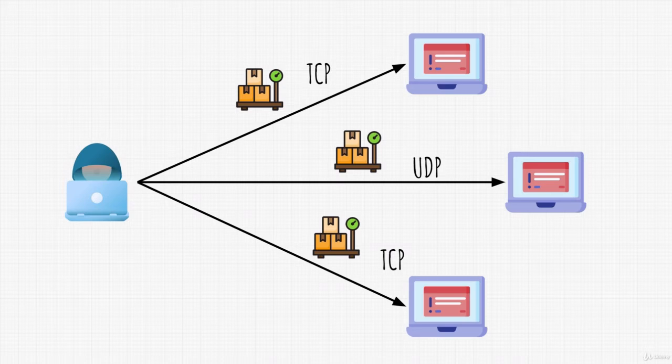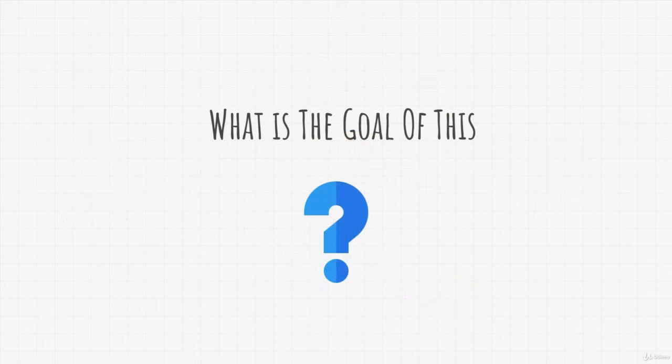TCP and UDP are just protocols that are used for sending bits of data, also known as packets. And we will discuss them in a little more detail in the next video. For now, just think of them as different communication protocols that will allow us to get information from our target. I keep talking about information and scanning and all of that without actually explaining what I mean by scanning and getting information. What are the goals of this?